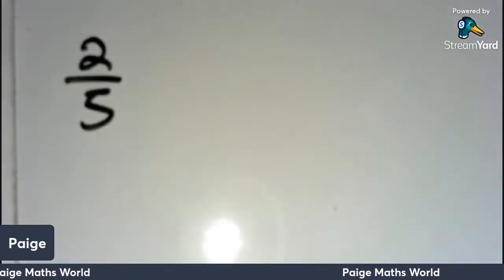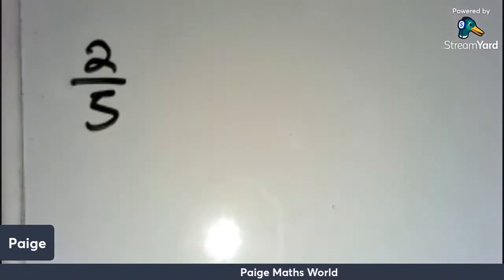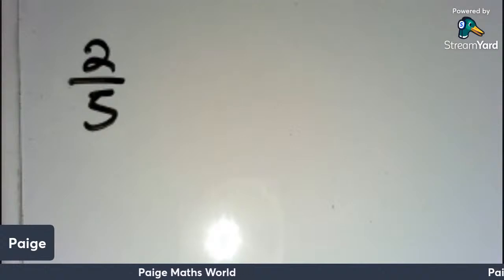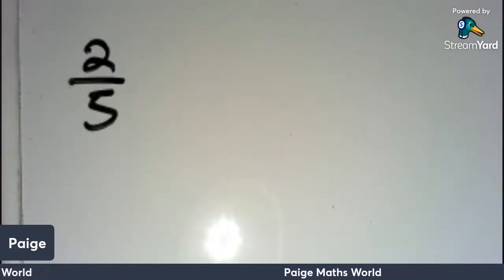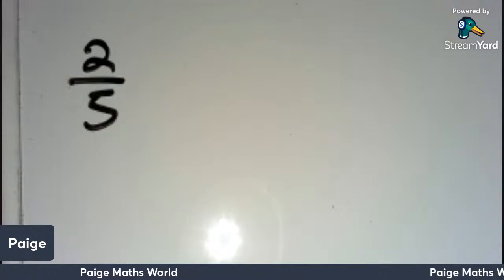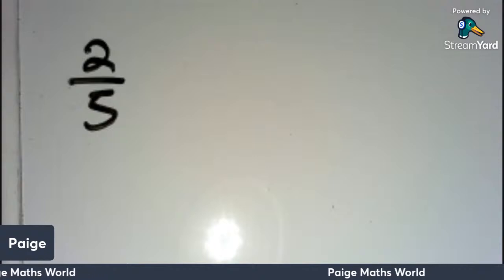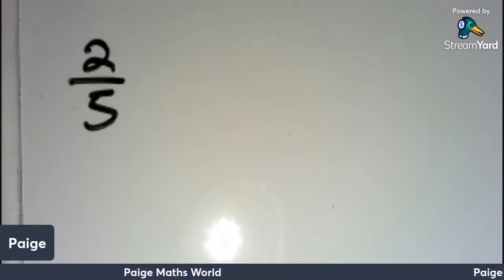We're gonna do one more. So let us say 2 upon 5. 2 upon 5 as a decimal. Giving you guys 30 seconds. 2 upon 5 as a decimal.